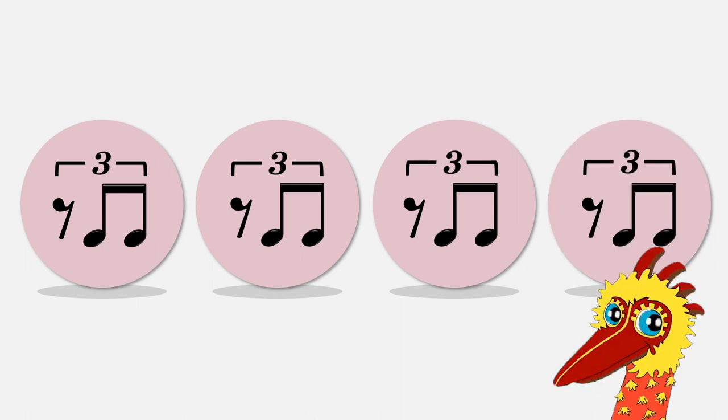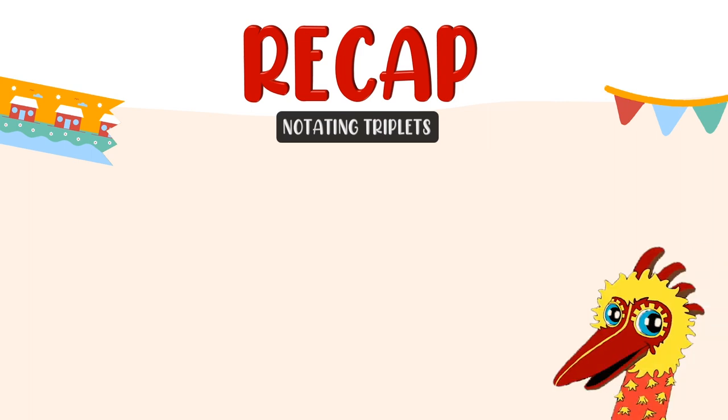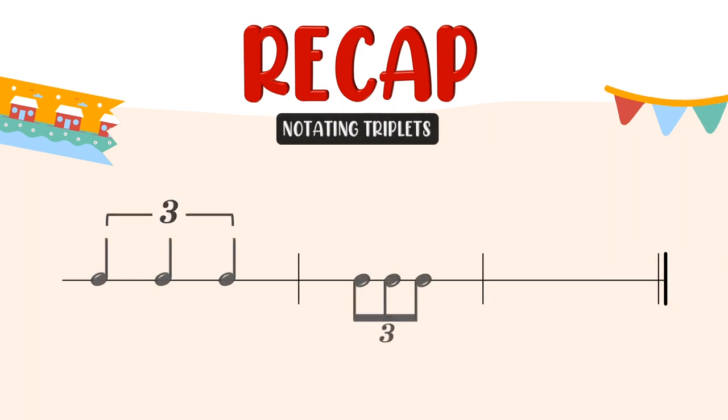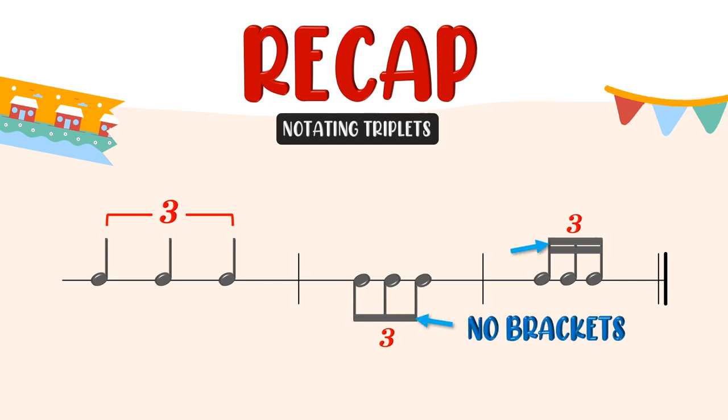So groovy! I like it! Let's recap. Notating triplets. Crotchet triplet, quaver triplet, and semi-quaver triplet. To be a triplet, it needs to have a number 3 above or below the notes. Use a bracket for the crotchet triplet. The number 3 follows the direction of the stems. A quaver triplet and semi-quaver triplet have beams connecting them together. Hence, they don't need brackets.